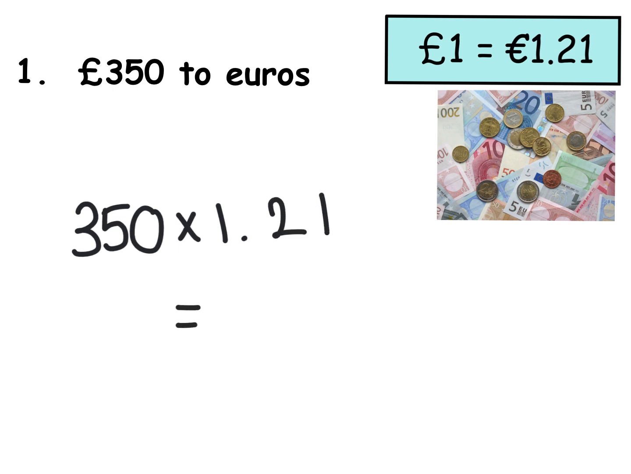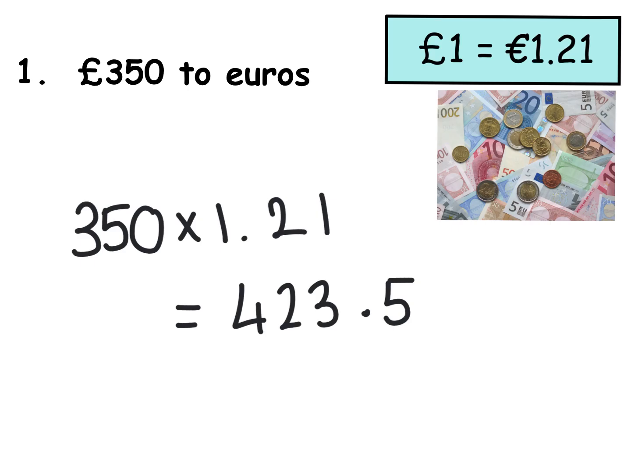So you do 350 times 1.21. This is a calculator question, so it's just a case of typing it in, which is what I'm doing right now. And it gives me 423.5. Now, a couple of things to remember.